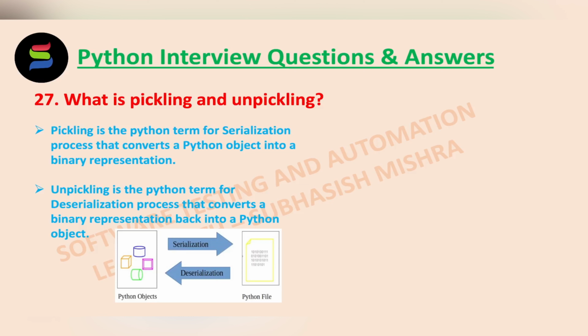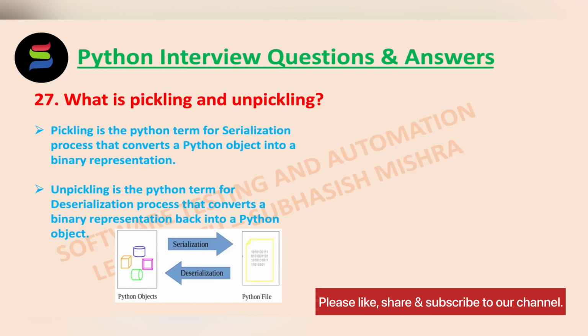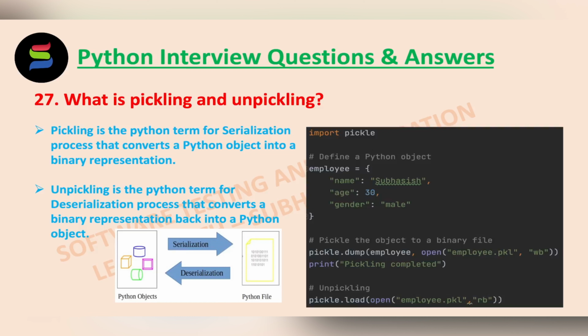So, here you can see if we want to convert a Python object to a Python file, we can do it through serialization, and again if we want to revert it, we can do it through deserialization. So, basically serialization is pickling and deserialization is unpickling. Okay. So, let me show you through code.